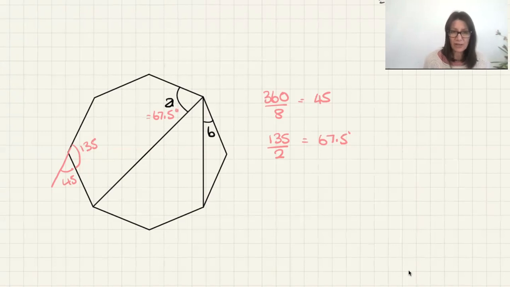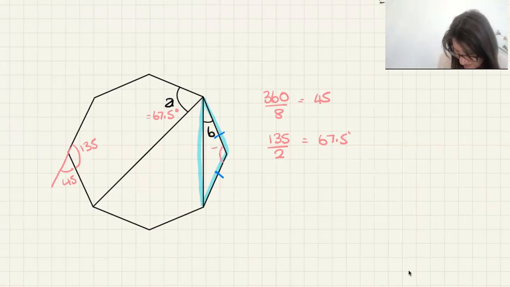Now I'm going to start concentrating on the B. I can see that B is kind of wrapped inside this triangle here. And this triangle is an isosceles triangle because this edge and this edge come from the octagon, and the octagon is regular, meaning all the sides are equal. So those equal sides have created an isosceles triangle for me. I know that this angle here is 135. Let's get that in, because it's the interior angle of the octagon.